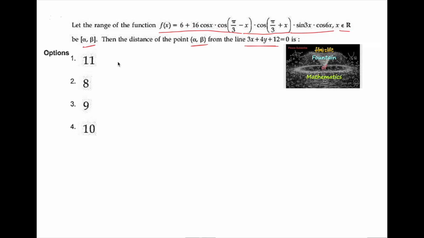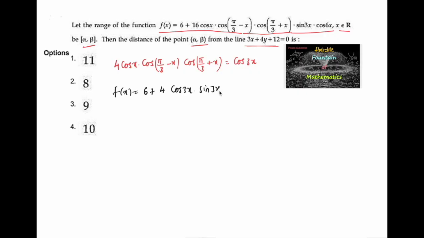So here we know that 4 times cos x into cos pi by 3 minus x into cos pi by 3 plus x, which is equal to cos 3x. So by applying this property here, we get f of x is equal to 6 plus 16, we can write 4 times, that is 4 times of 4, that is cos 3x into sin 3x into cos 6x.